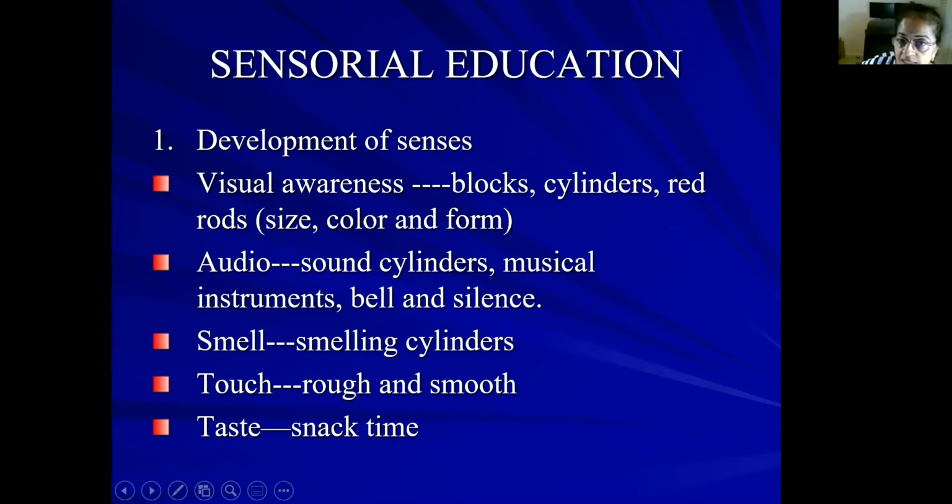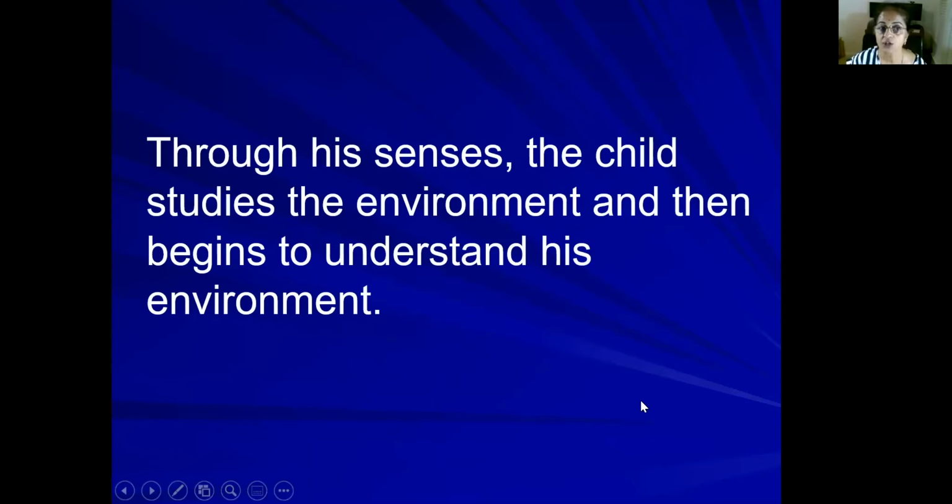Under sensorial, children are going to learn to develop their senses. How? Through visual awareness, through audio, smell, touch, and taste. Now the visual awareness. Under visual awareness, through his senses, what does the child learn? The child studies the environment and then begins to understand his environment.